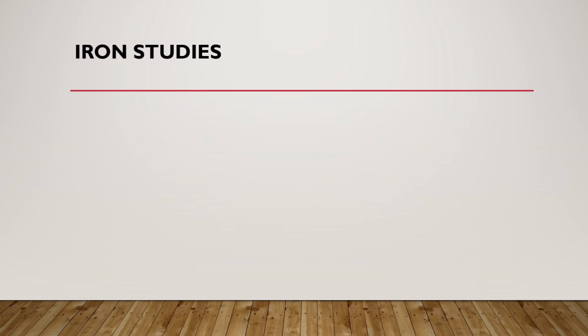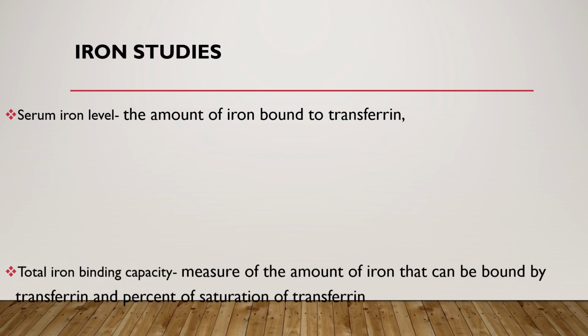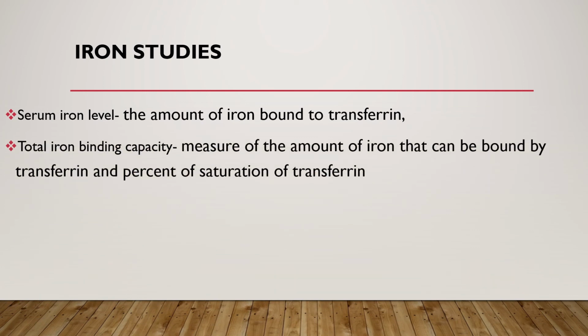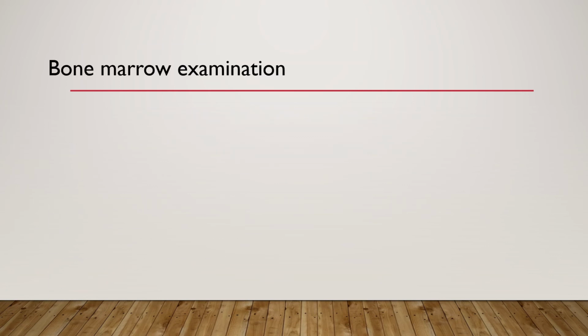The other investigation that might be needed is iron study. Serum iron level is the amount of iron bound to transferrin, and the total iron binding capacity is the measure of the amount of iron that can be bound by transferrin and the percent of saturation of transferrin. And serum ferritin level is used clinically to evaluate body iron stores. And the serum transferrin receptor level.